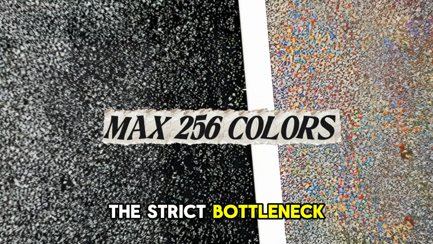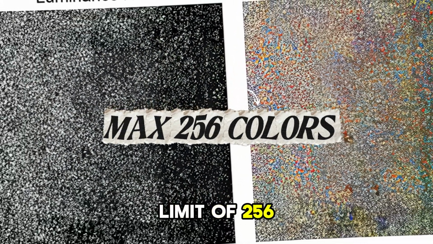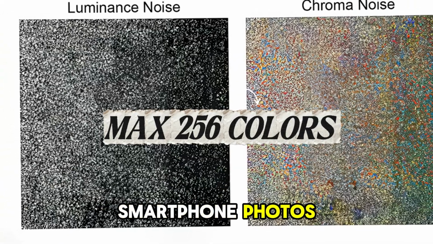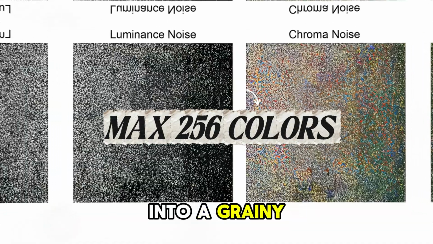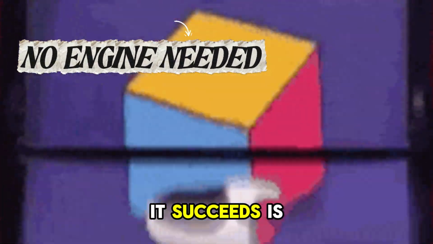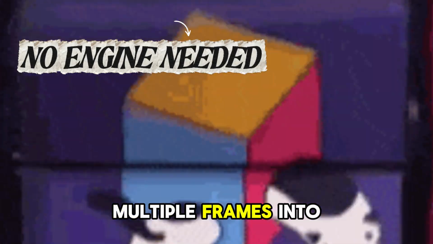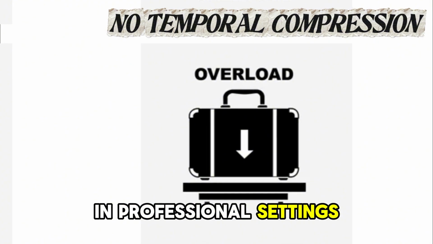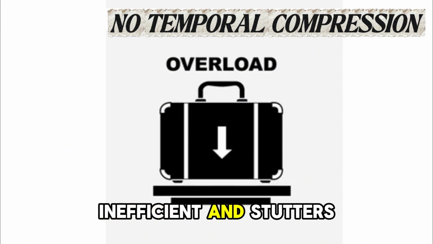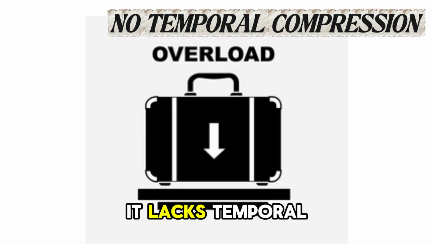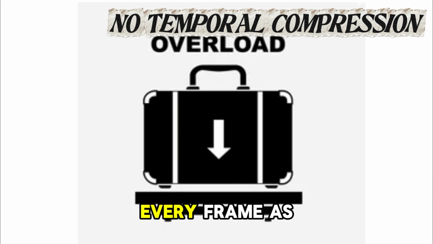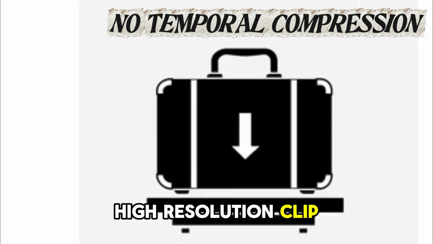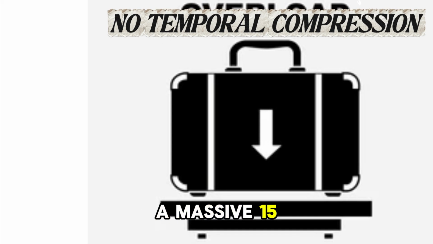The strict bottleneck of a GIF is its maximum limit of 256 colors, meaning complex modern smartphone photos will instantly turn into a grainy, muddy mess. Where it succeeds is its ability to stack multiple frames into an endless loop without a video engine. However, in professional settings, GIF is highly inefficient and stutters under pressure. It lacks temporal compression, meaning it saves every frame as a complete static image, causing a short, high-resolution clip to balloon to a massive 15 megabytes.